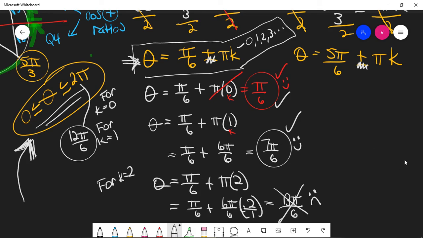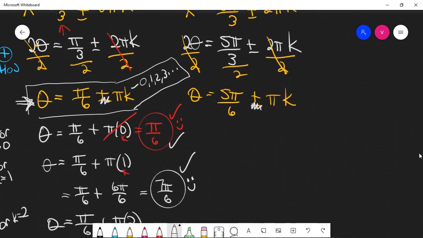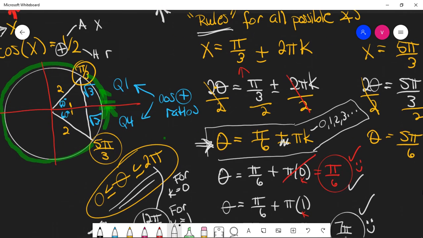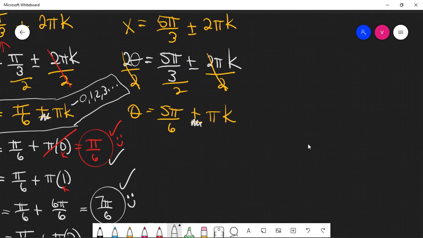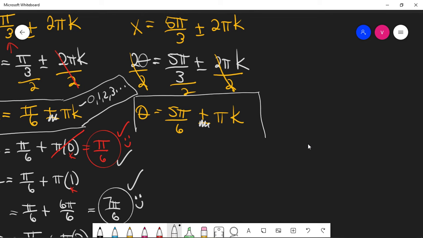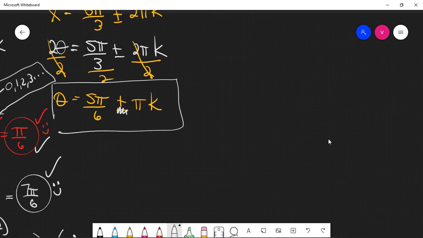Well, guess what? We're going to do exactly the same thing with this second rule over here. Because remember, what we just did was this one right here. Now we've got to do this second one over here. All right, so that's what this rule is right here. So I'm going to write this over here so it's a little bit cleaner. Here's the rule that we made. Theta is equal to 5 pi over 6 plus pi k.